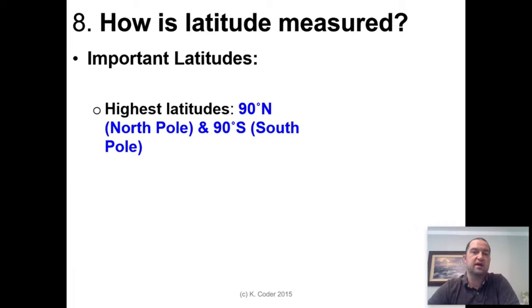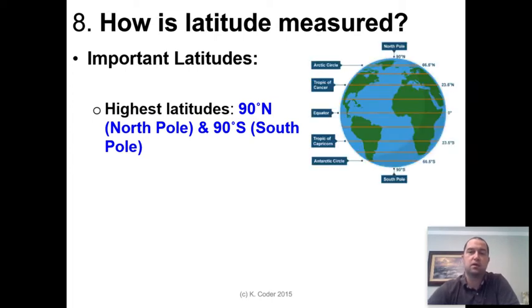Other important latitudes would be the highest latitudes of the North Pole and the South Pole. Our North Pole latitude is 90 degrees north, and our lowest in the south would be 90 degrees south. 90 degrees is a right angle, if you remember that. When we look at our map here, there are some other important ones, such as the Arctic Circle, the Tropic of Cancer, the Tropic of Capricorn, and the Antarctic Circle, but we'll get to those later on. We're only concerned about the South Pole, North Pole, and the equator. Remember, the equator is 0 degrees, North Pole is 90 degrees north, and South Pole is 90 degrees south.